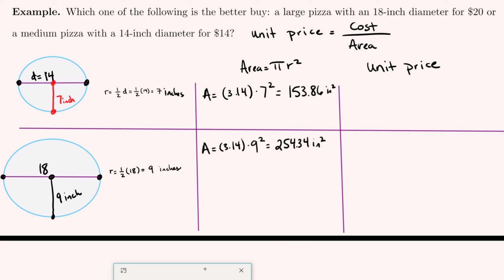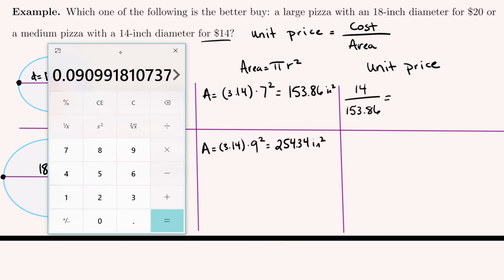So the unit price for the medium-sized pizza will be the cost, which if we read was $14, divided by the area. Typing that into the calculator, we get a unit price of, let's keep maybe the first 5 decimal places, 0.9099. We look past the 9, it's a 1, so it stays there. And that's dollars per inch squared of pizza. So the medium is about 9 cents per inch squared.